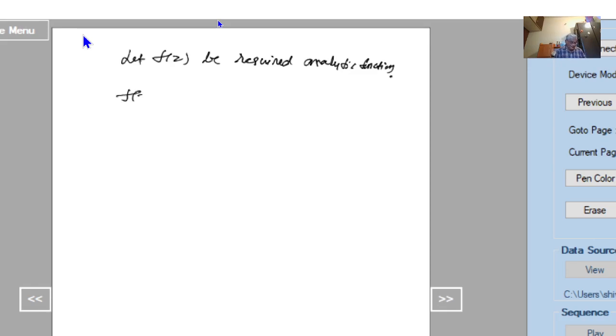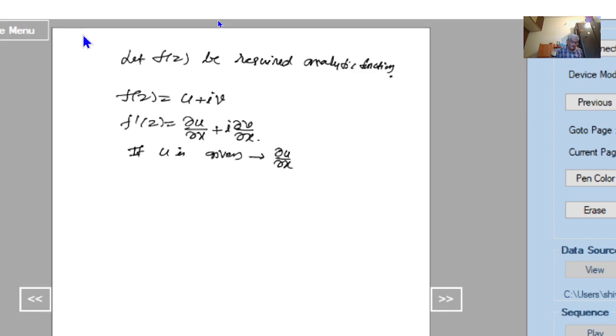Now, f of z is equal to u plus i times v. And we know that f dash of z is equal to dou u by dou x plus i times dou v by dou x. Now here, if u is given, then I can find dou u by dou x and dou u by dou y. But here, f dash of z is dou u by dou x plus i times dou v by dou x. As u is given, I can find dou u by dou x, but not dou v by dou x. But we have the CR equations.